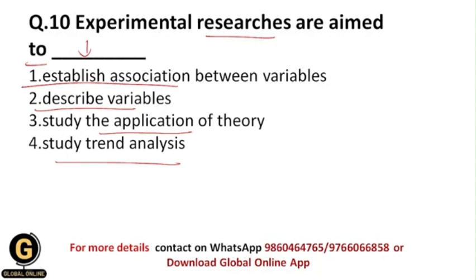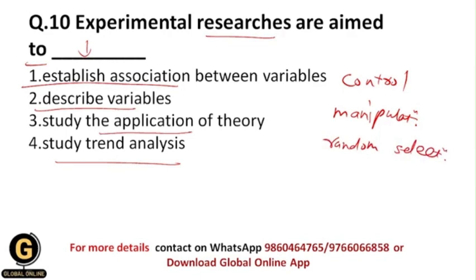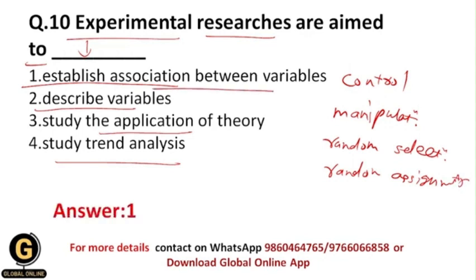Okay, so I'm going to tell you that the main elements of experimental research are control, that I have told you earlier, control, then manipulation, then random selection, and random assignment. So all of these are the main elements of the experimental researches, and that's why the main aim of experimental research is to establish the association between variables. It means that I'm going to establish the causality between the variables. So this is the main aim of the experimental research method. Okay, that's why the correct answer over here is 1.